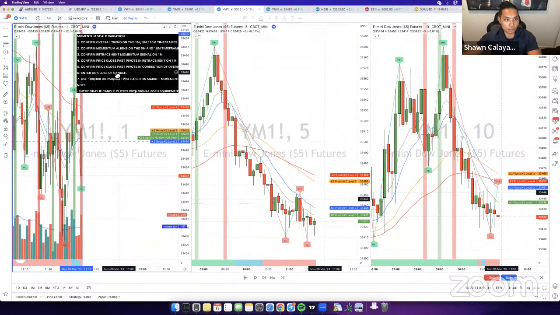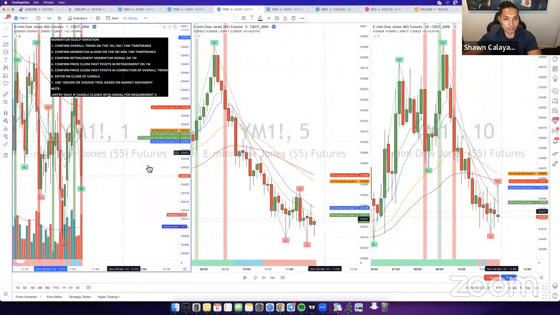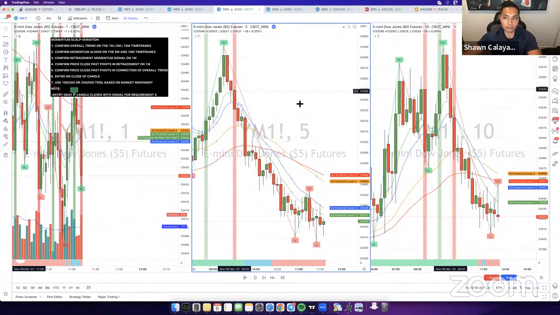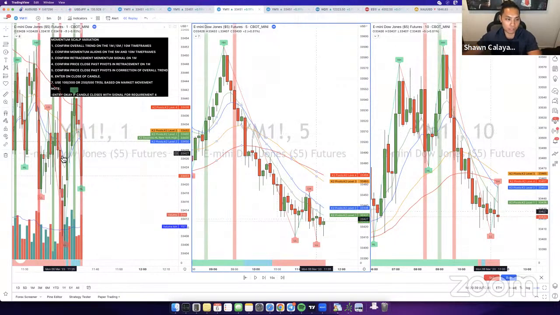The second criteria is you want to confirm momentum aligns on the 5 and 10. You can see over here on the 5, we have a sell signal. Same with the 10-minute over here, we have a sell signal as well. So this meets requirements 1 and 2.